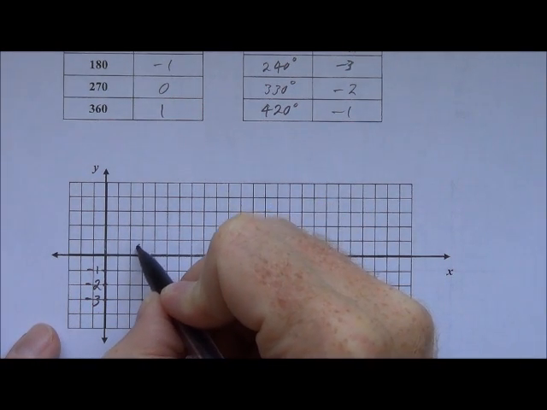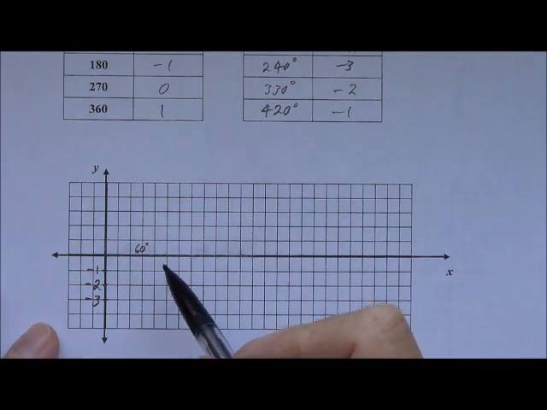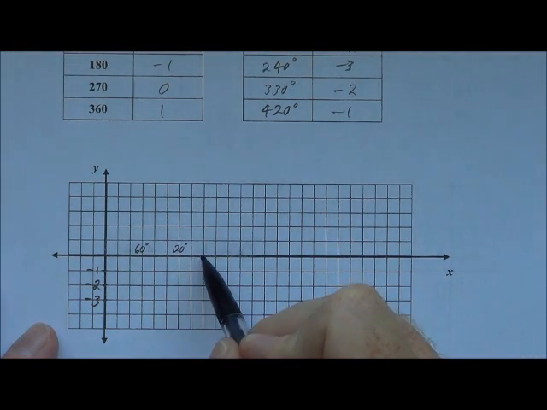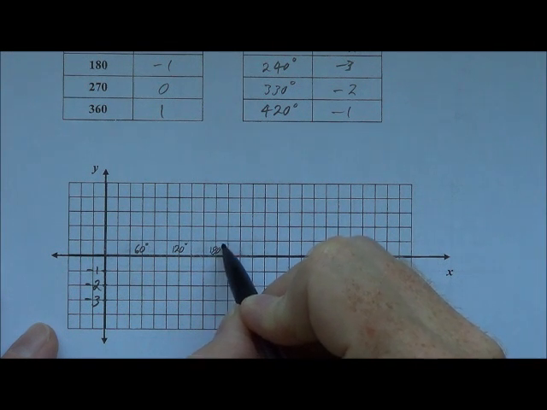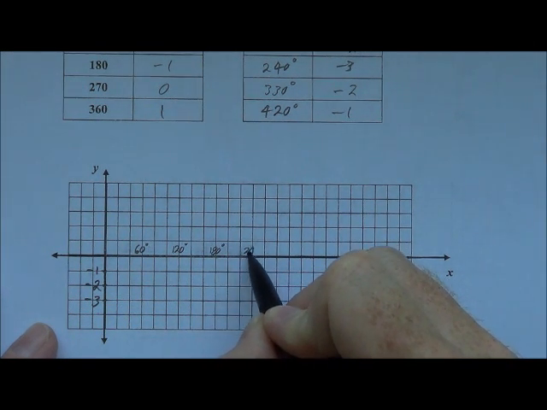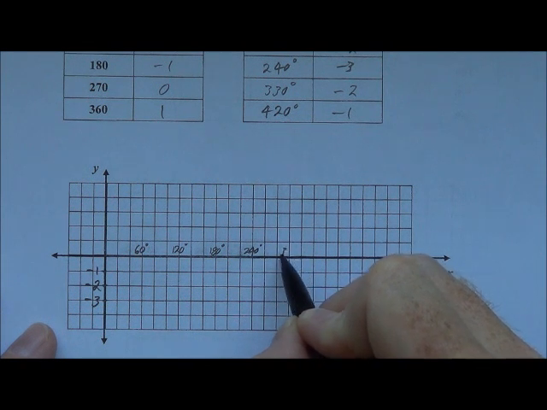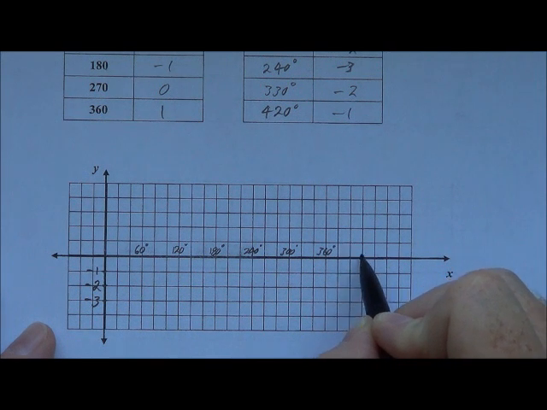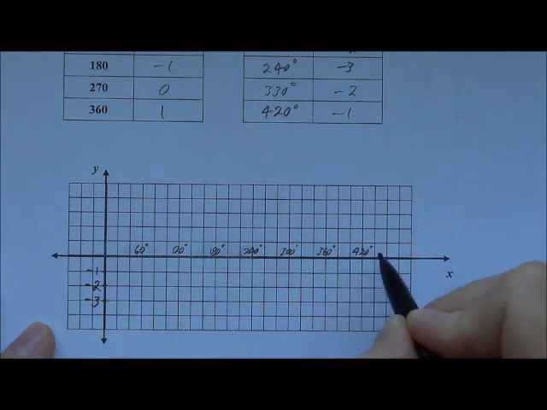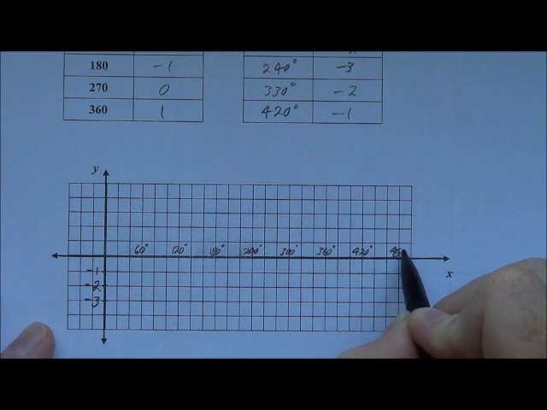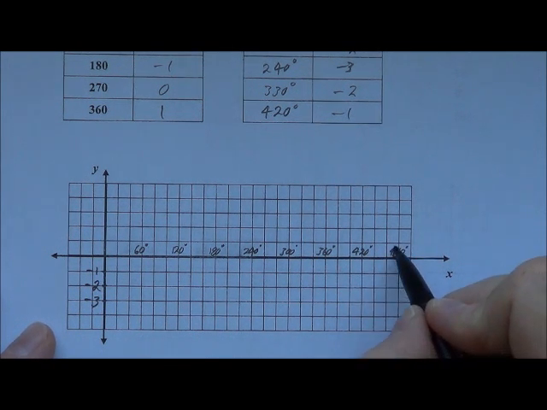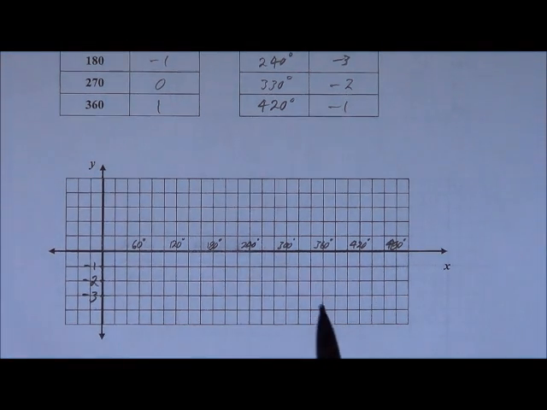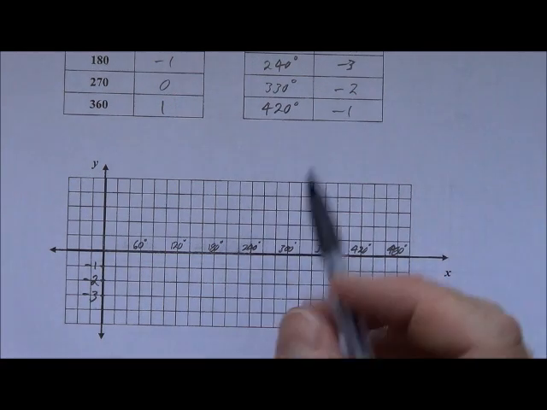Okay, so I've decided to mark 60 degrees every 3 grid marks. Okay, so that should give us a nice big graph there. And so then we just have to plot the points.